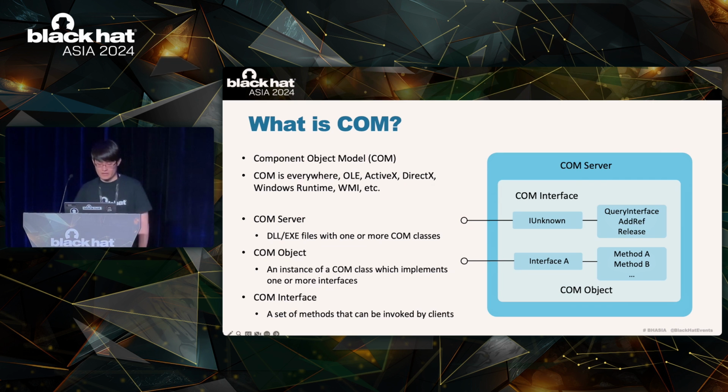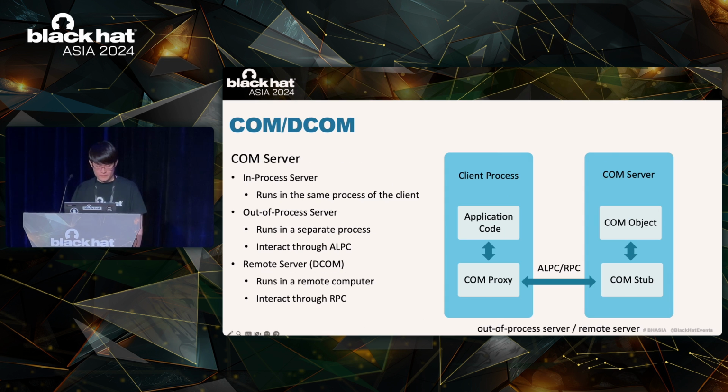So what is COM? In short, COM is something like a binary library. It provides methods that can be called by the client. The COM server can be a DLL or EXE with COM classes in it. A COM object is an instance of a COM class, which possesses one or more interfaces. The interface contains methods that can be called by the client.